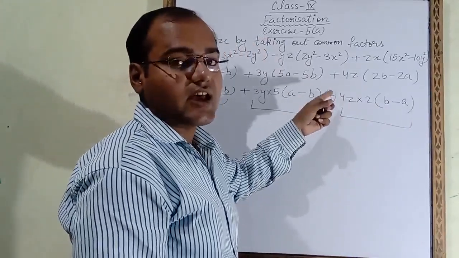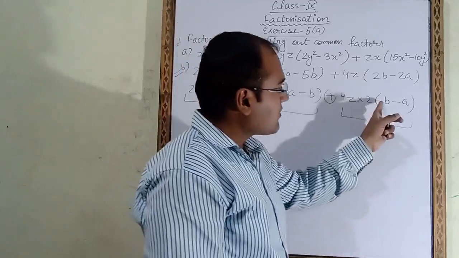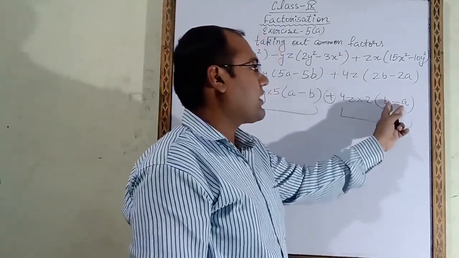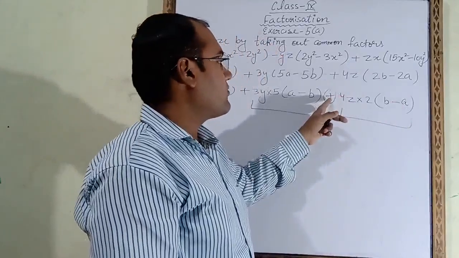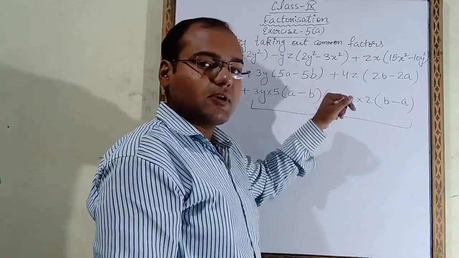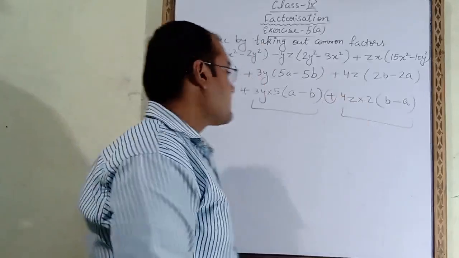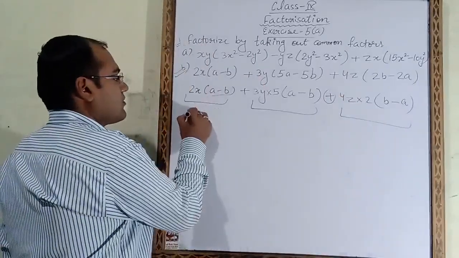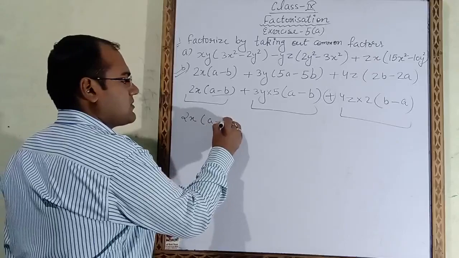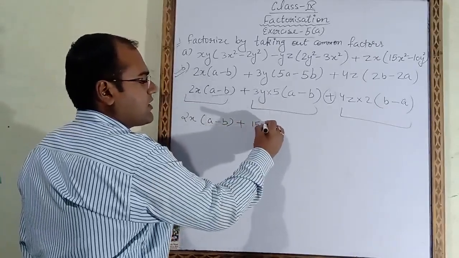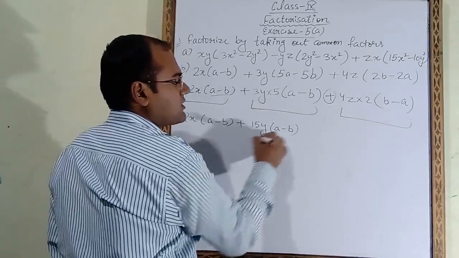Why will we change this sign? Because from these two numbers we will take minus common, and when that minus goes outside, with the plus, that minus will become plus minus minus. That's why we have to change this plus sign. So what do you have to do? 2x(a minus b) plus 3 multiply 5, we will write 15y(a minus b).